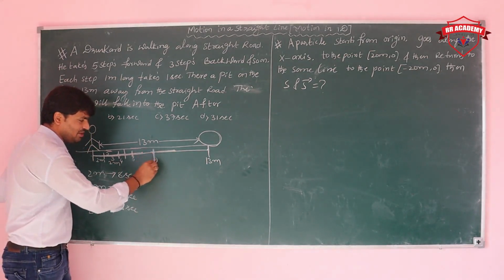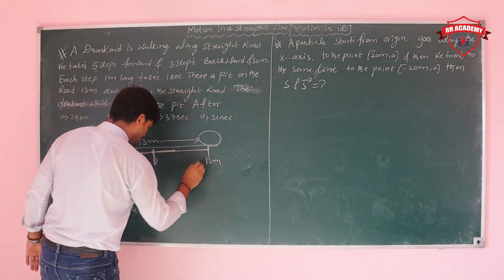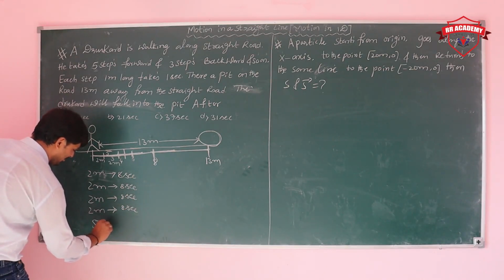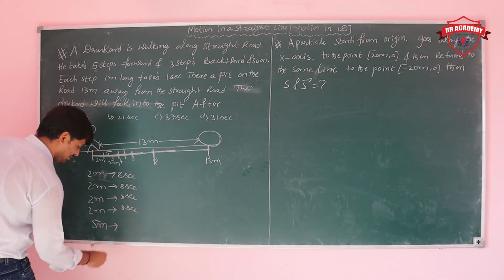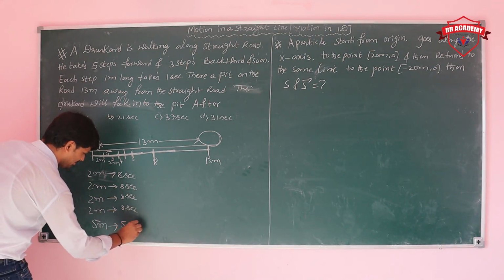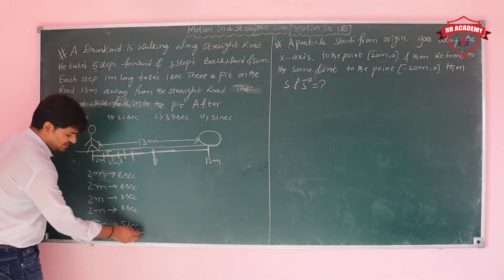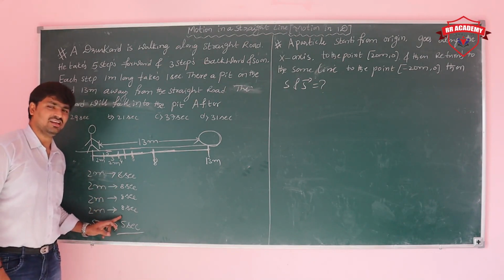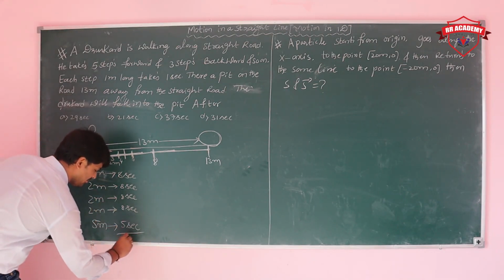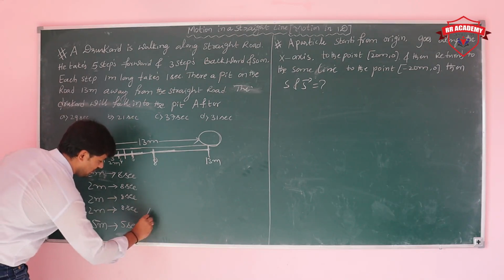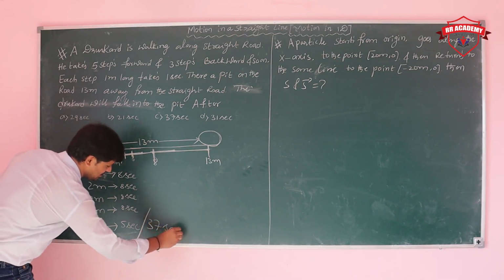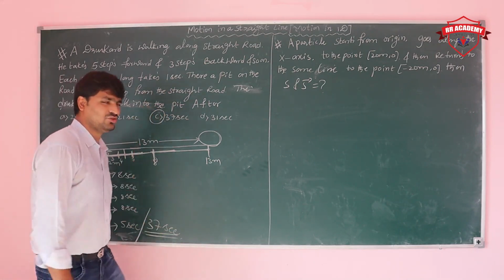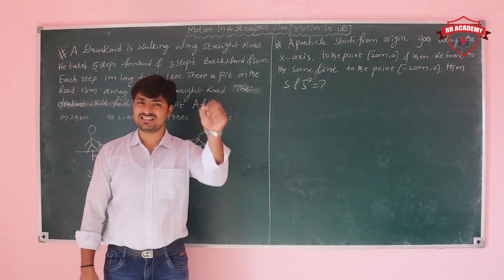So now from here, only 5 meters forward, after that he is not able to come back because he has fallen into the pit. How much time is taken? 5 seconds. Just add the time: 5 plus 8 plus 8 plus 8 plus 8 is 32, plus 5. The time taken by the person to fall into the pit is 37 seconds.